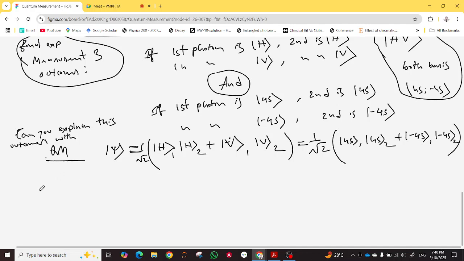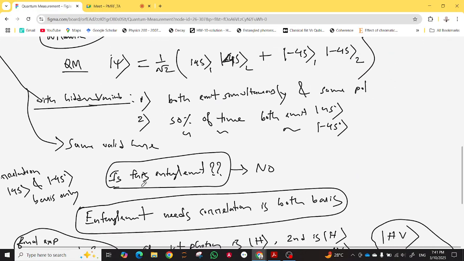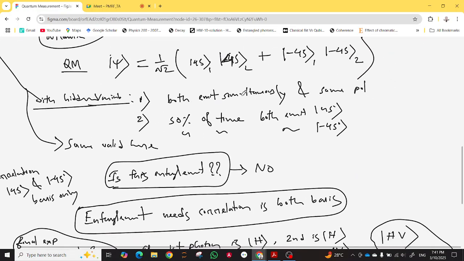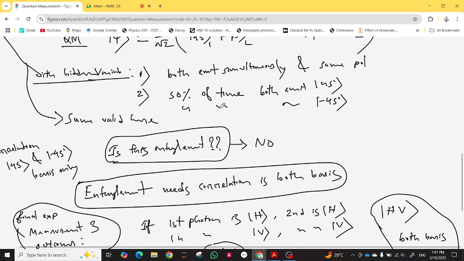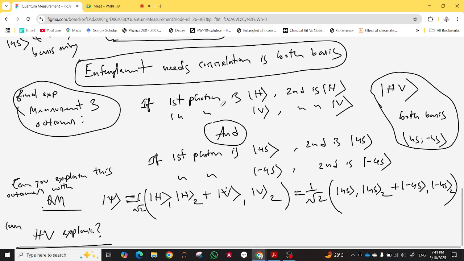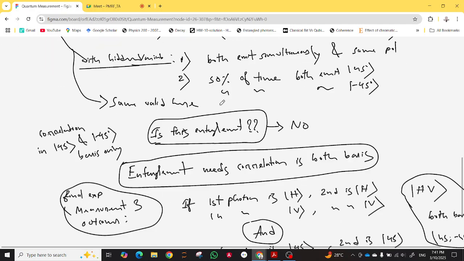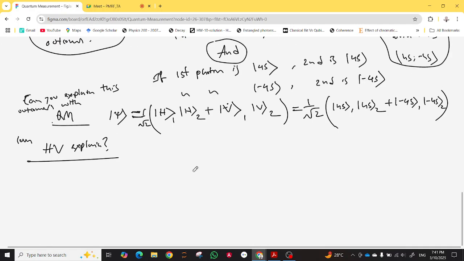But now the question is hidden variable, right? Can hidden variable explain? Now you set your rules. In the previous experiment you set two hidden variables: both emit simultaneously with the same polarization, 50% of the time plus 45, 50% of the time minus 45. You can have as many hidden variables as you want, but you cannot explain.